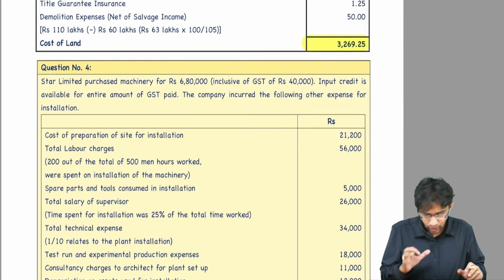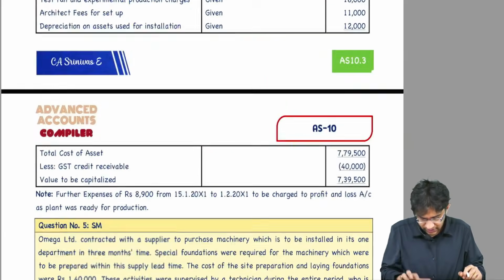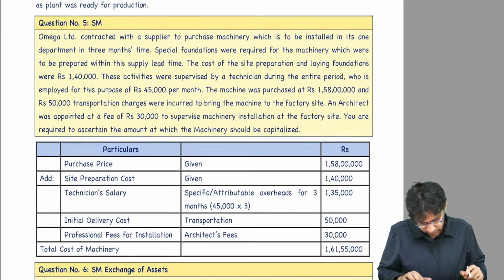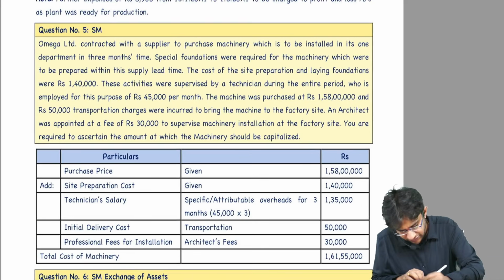Fourth question, we need some more knowledge to do this, sir. We will handle it later on. Fifth one is a cheap one. We can finish it off.